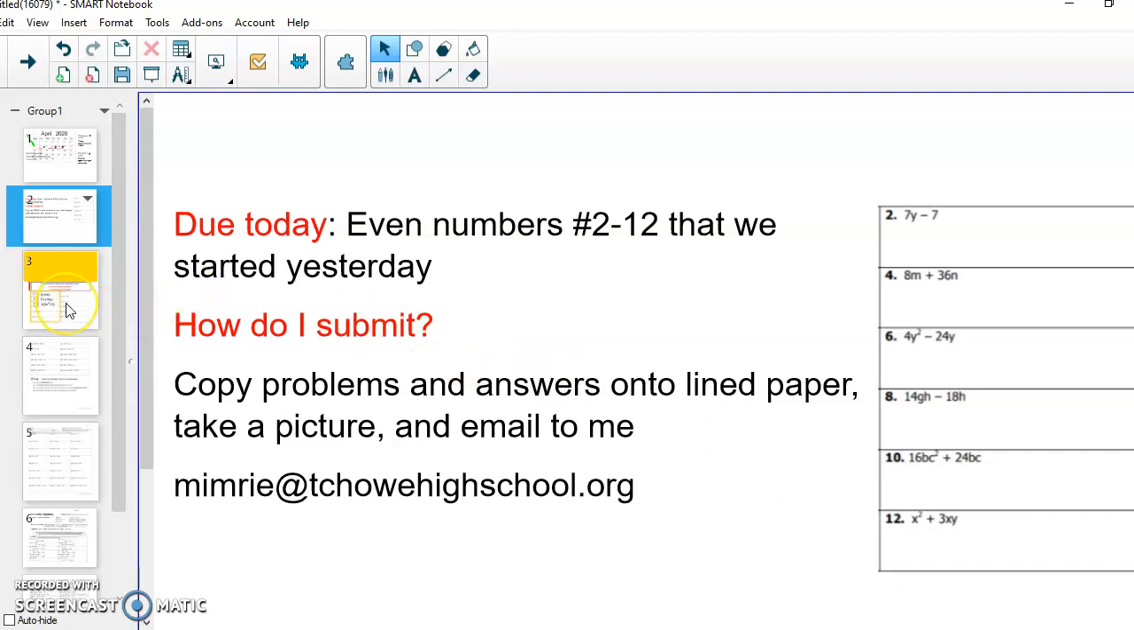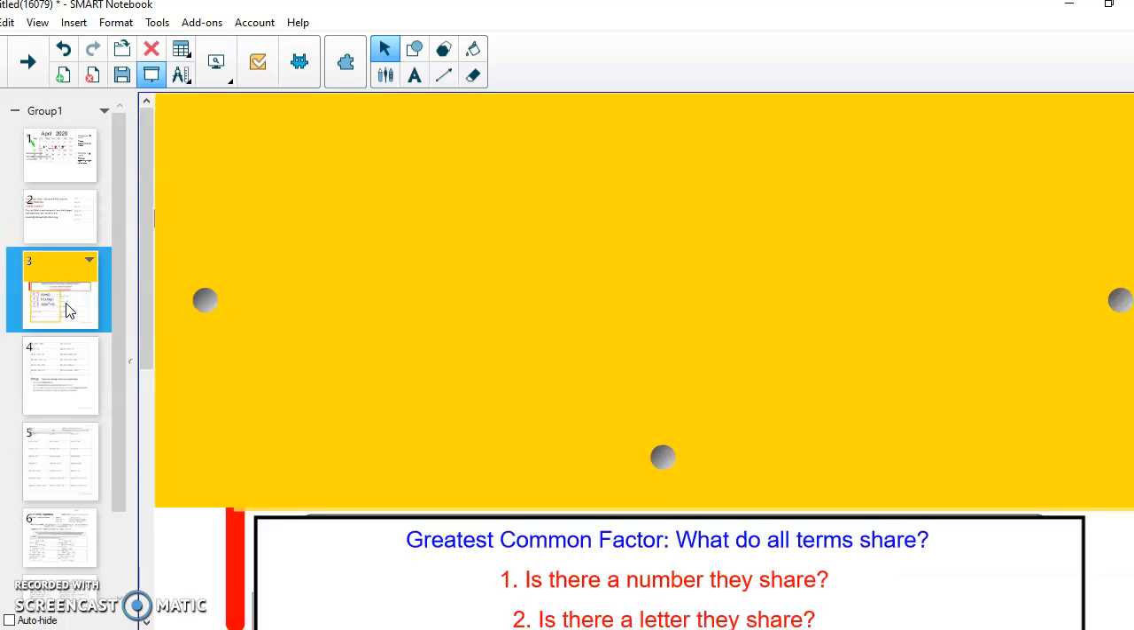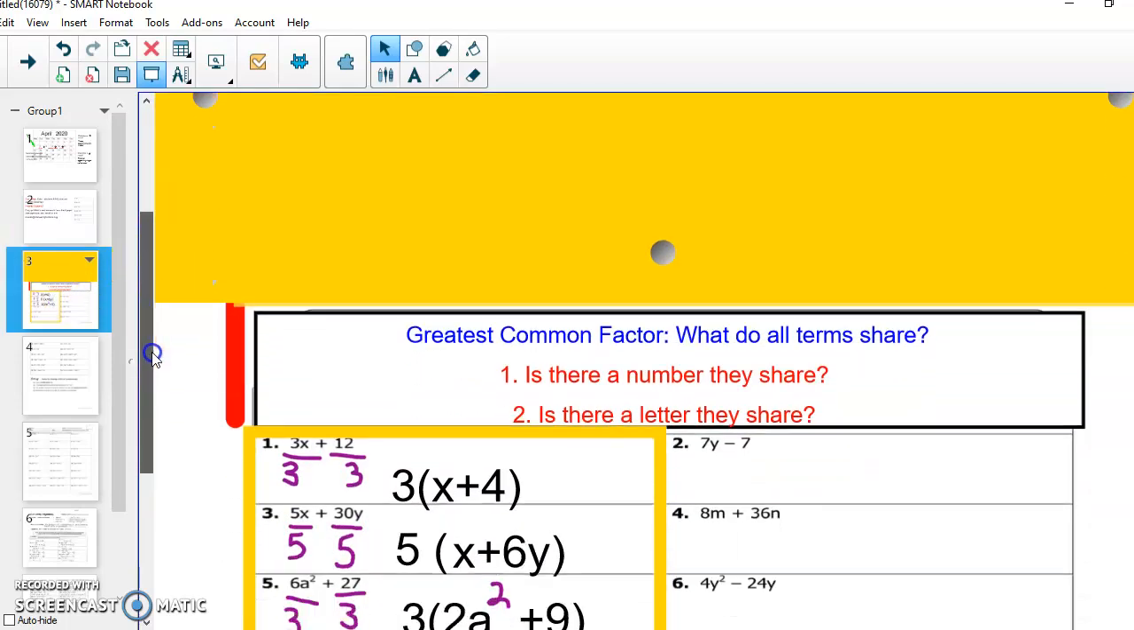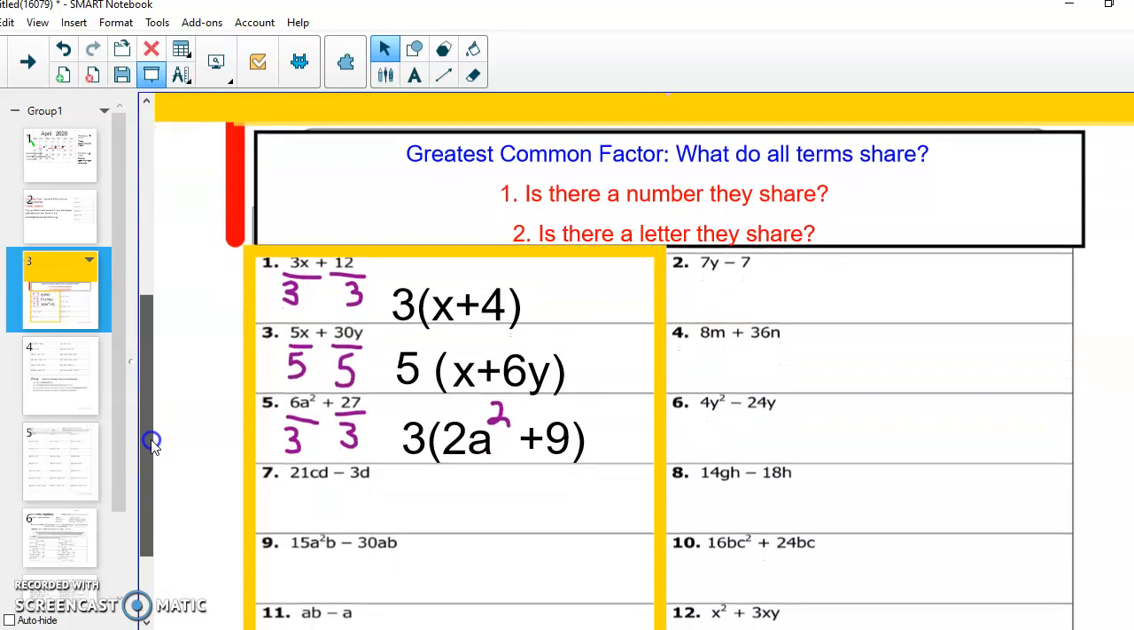So let's review what we talked about yesterday, and then I will upload this video so you have access to it. You also can jump into my Zoom if you want to work through any of these problems. It is due today, so that on Friday, when you do your exit ticket, if you get any wrong, you know how many points you're trying to earn back on your assignment.